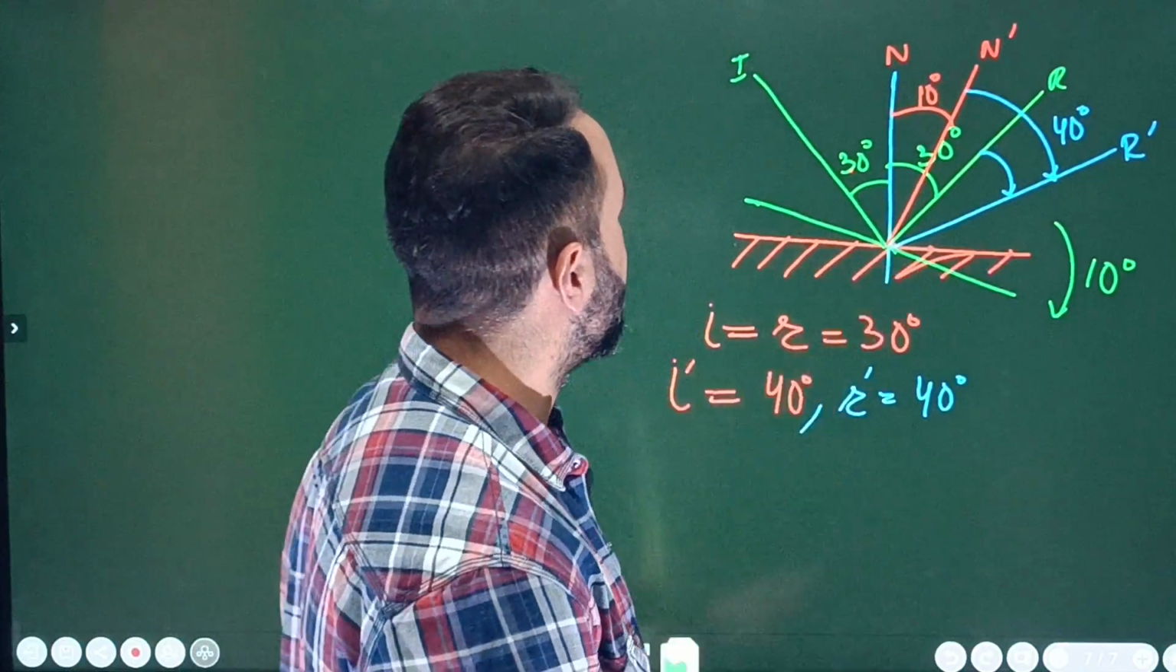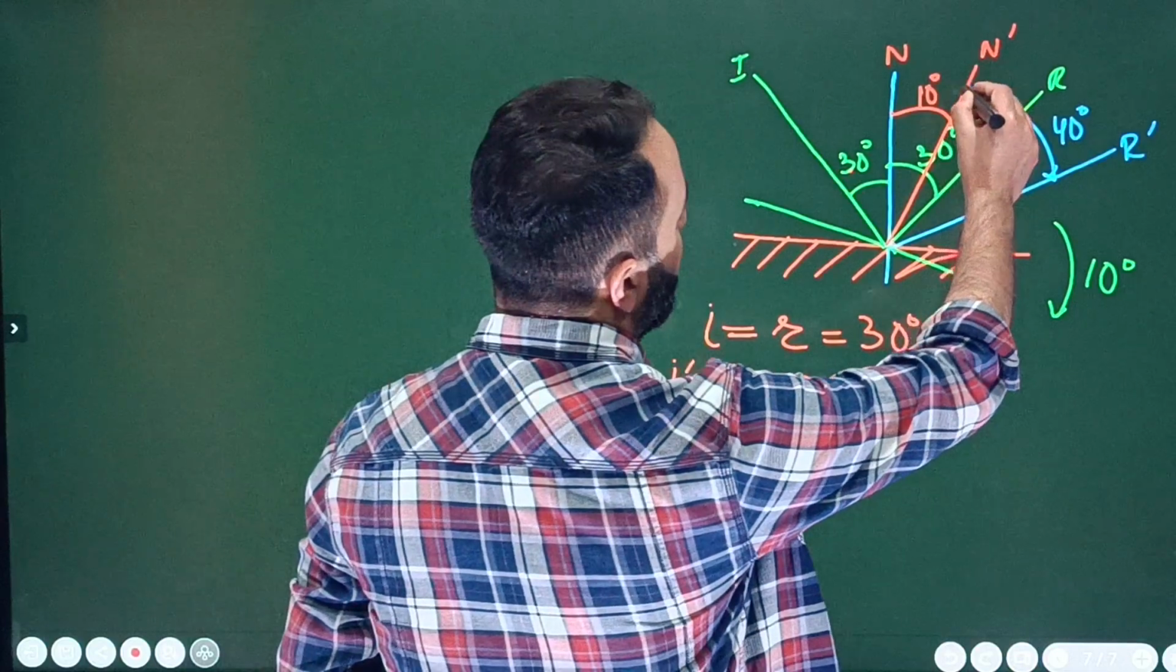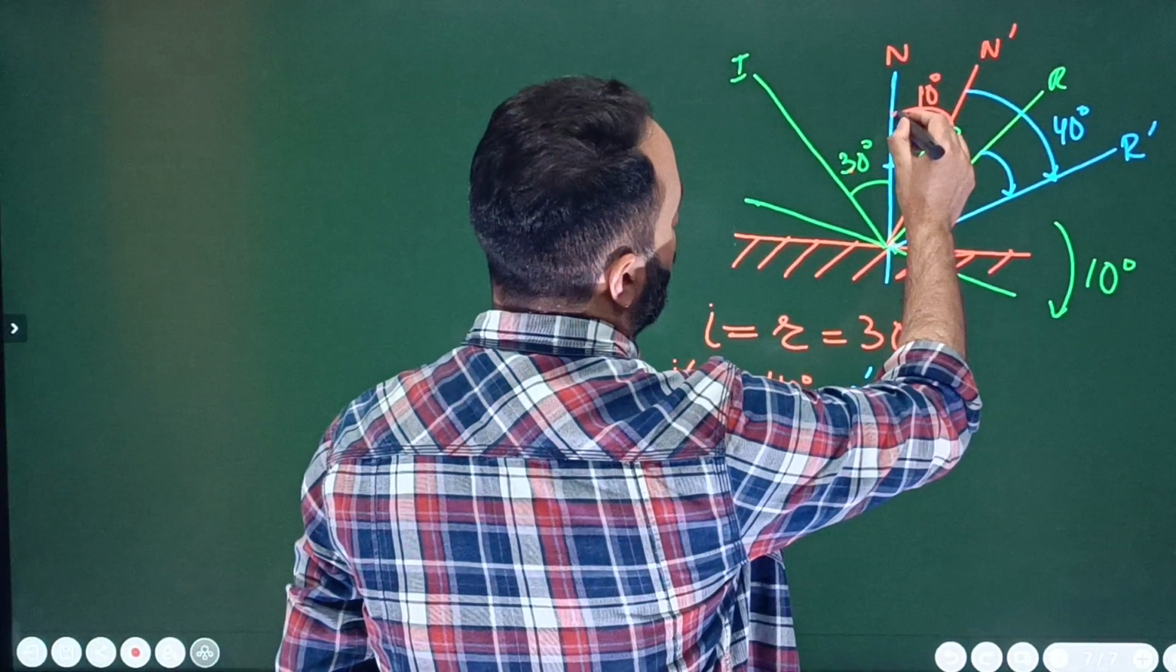We are supposed to calculate this angle. Now how to calculate this angle? You check that out. Okay, so what about this angle? How much is this angle? This is equal to 30 degree. What about this angle?